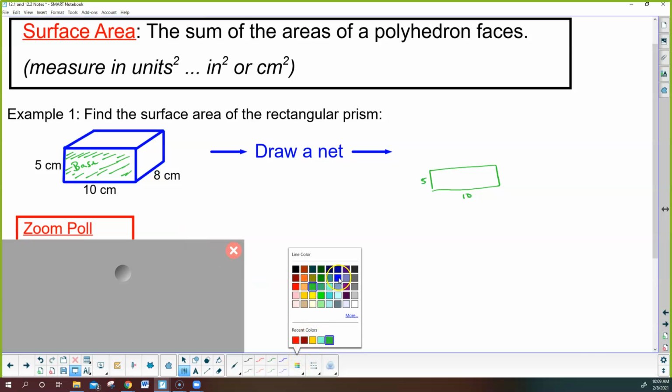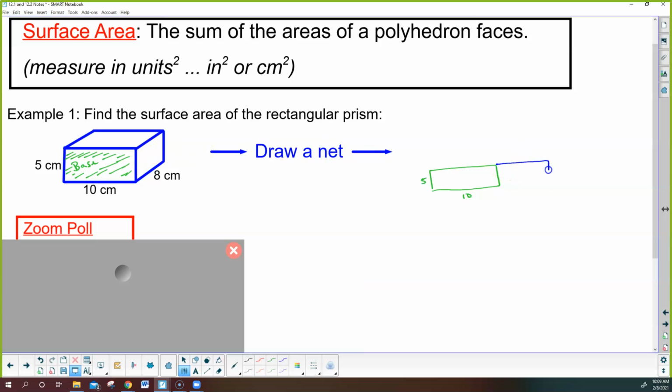And then if I was to extend this side, the side on the right, out, and again, it does not have to be drawn perfectly, right? But I know that this length here is 5, right? Because it's the same over on this side, so that's 5. And then I know that this length is not 10, but it's the depth going back. So that's 8.